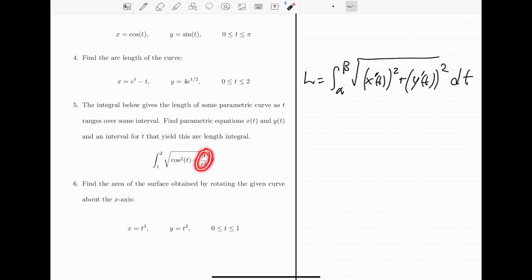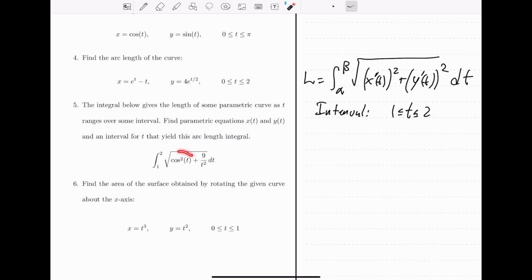squared. And I think the easiest part here is the interval for t. That's just from 1 to 2. So we can say that the interval right away, t goes from 1 to 2. That gets us the limits of integration. That's the interval for t. Now, how about the rest of this? What is the x function? What is the y function?